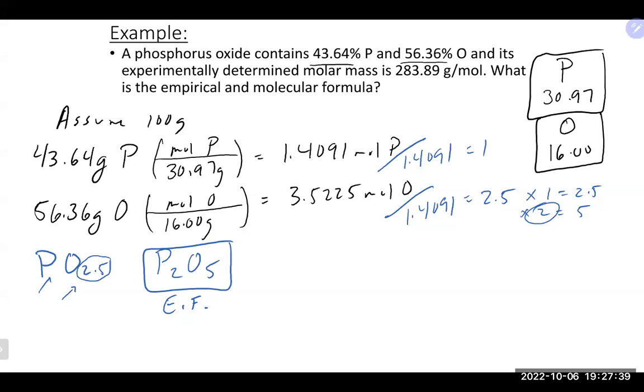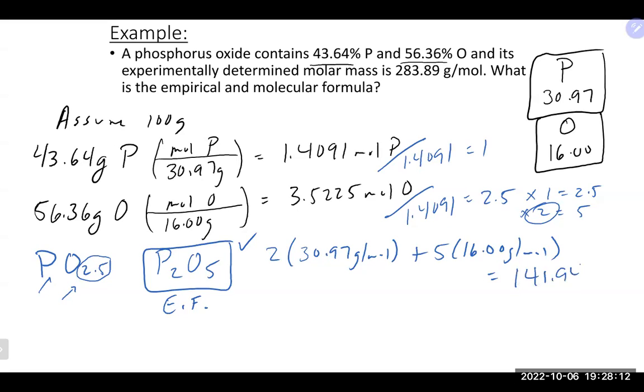Remember that we also want the molecular formula. So with the empirical formula we just got, we also need the molar mass of the empirical formula. That would be 2 times 30.97, plus 5 times 16 for the oxygens that are there. And that's going to give us an empirical formula molar mass of about 141.94 grams per mole. That's the second thing that we need.